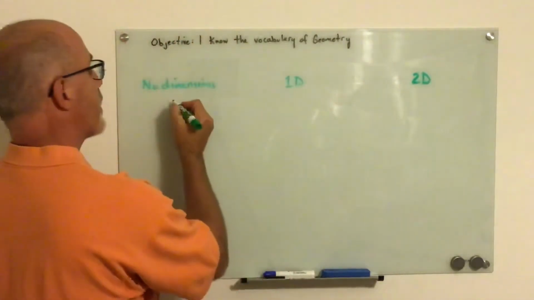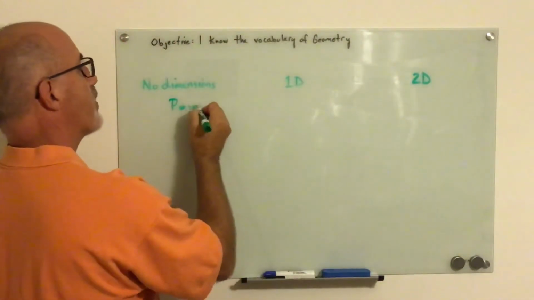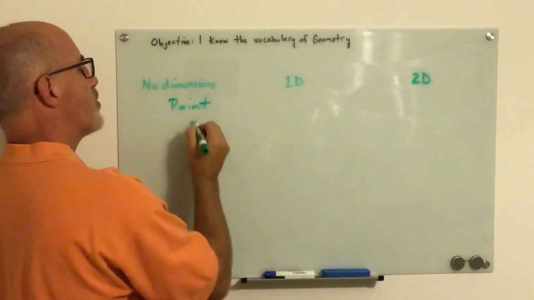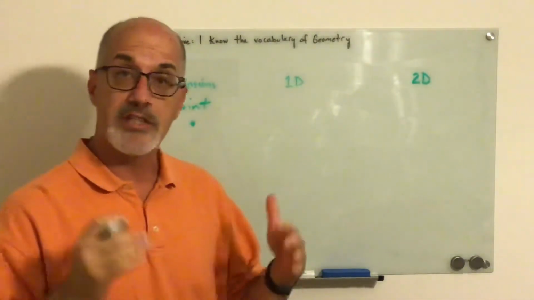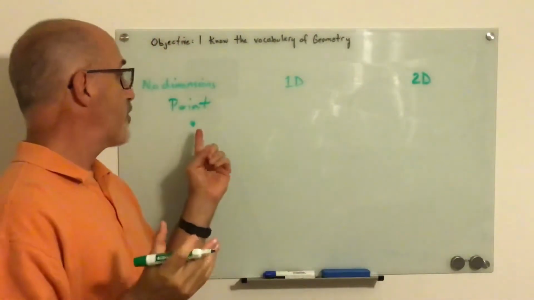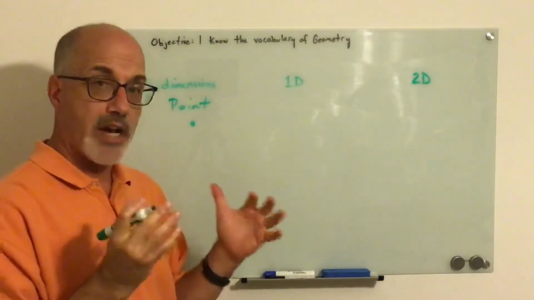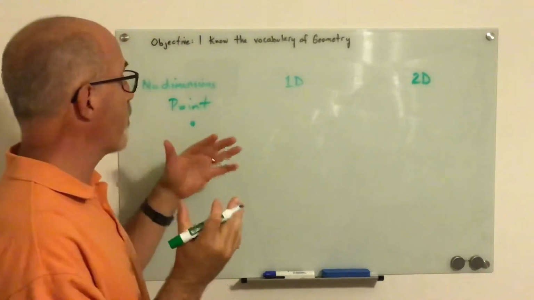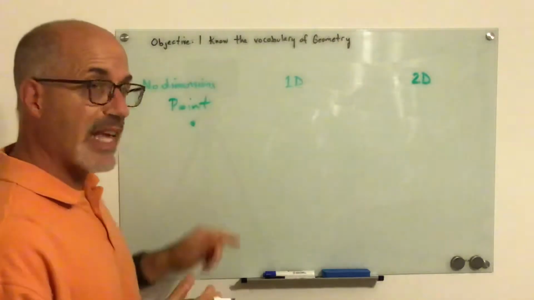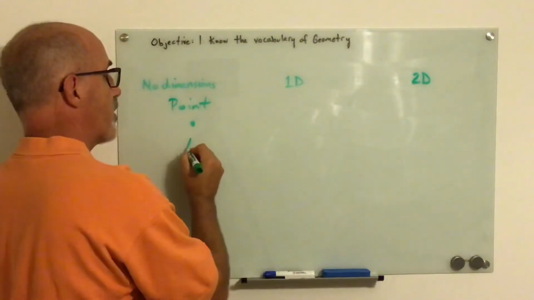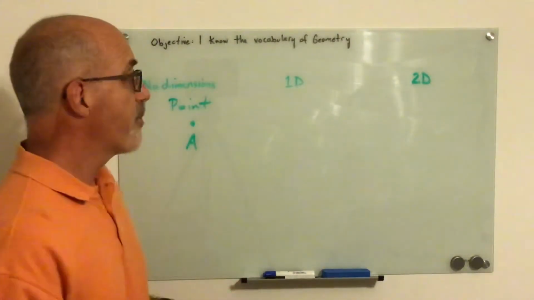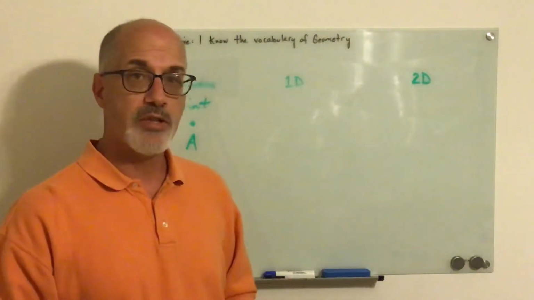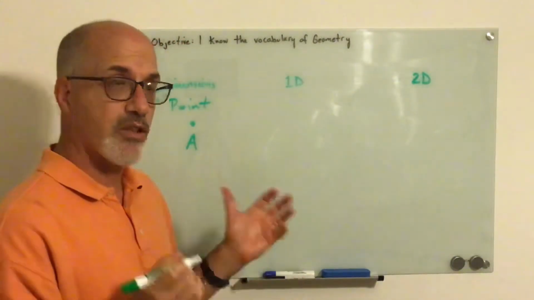The first one I want to talk to you about is a point. A point is just a location. It actually is an undefined term. And so we draw it as a point, a dot on the piece of paper or the board here, and then we label it usually with a letter. So I'm going to label this the letter A, and that has no dimensions to it. It's undefined. It's just a location.